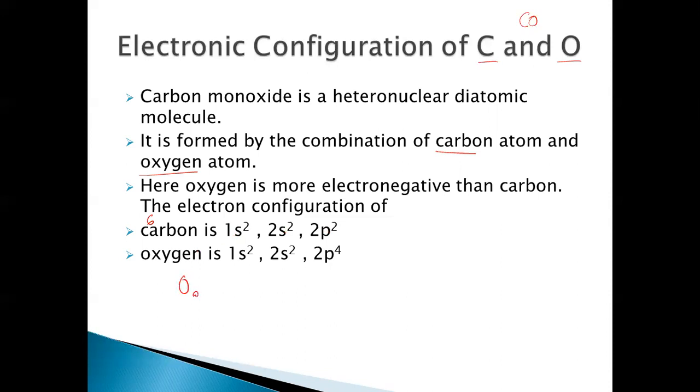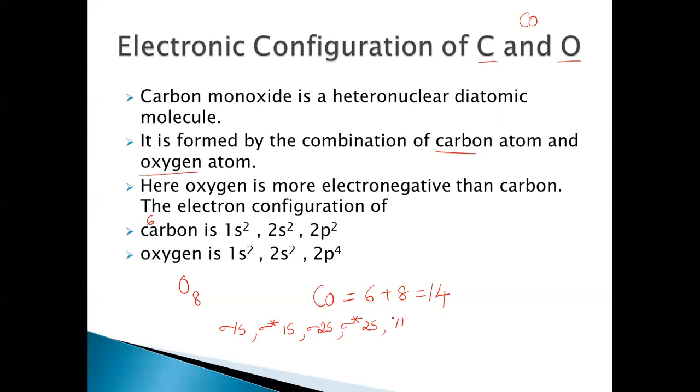For oxygen, the atomic number is 8 here. So its electronic configuration will be 1s2, 2s2 and 2p4. For the formation of carbon monoxide, the total number of electrons is 14. We've already discussed that for molecules having 14 or fewer electrons, the order of filling up of the molecular orbitals is sigma 1s, sigma star 1s, sigma 2s, sigma star 2s.